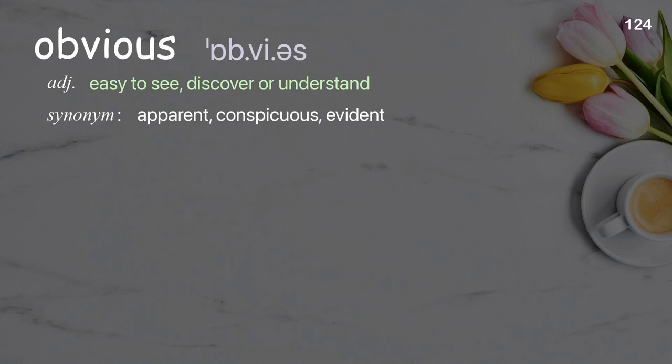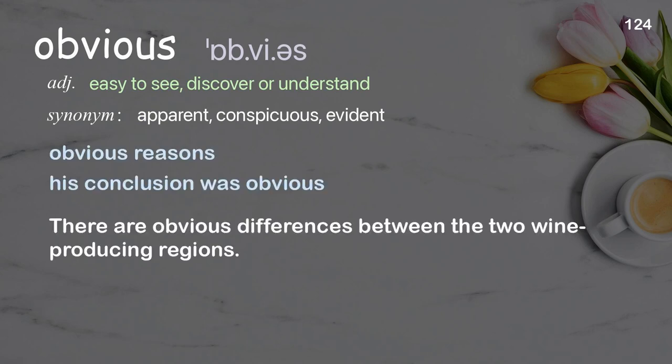Obvious. Easy to see, discover or understand. Examples. Obvious reasons. His conclusion was obvious. There are obvious differences between the two wine-producing regions.